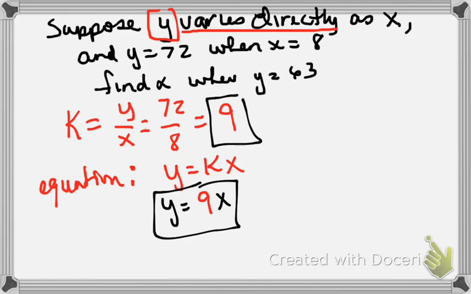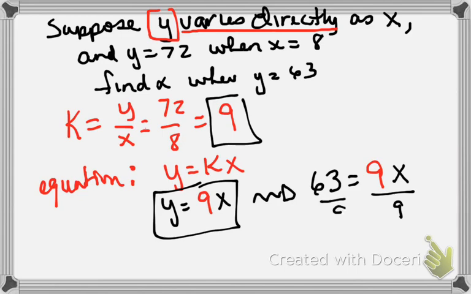Now, if you look at the second part, it says find x when y is 63. So I'm going to put 63 where there's a y, and say, 9 times what equals 63? I just divide both sides by 9, and x equals 7. So we know that x equals 7 when y equals 63.